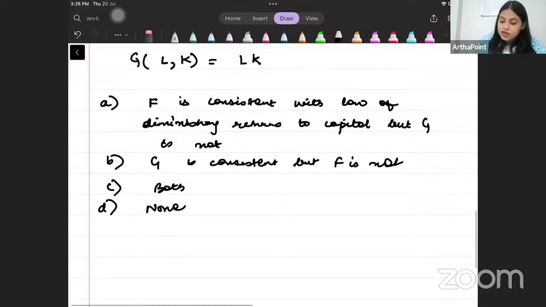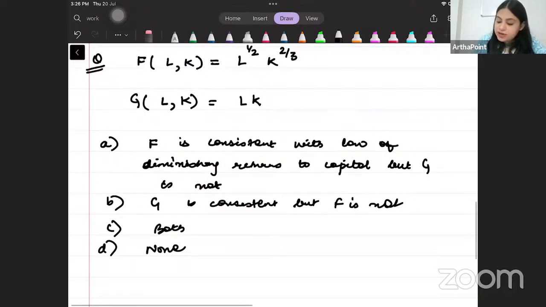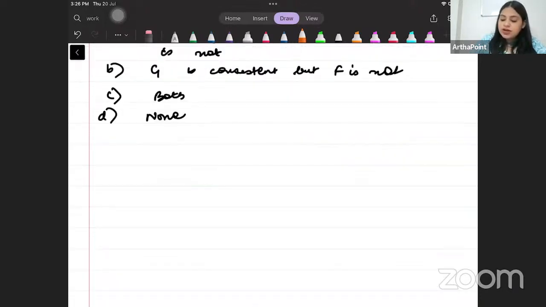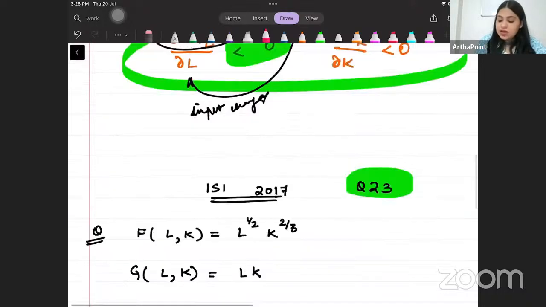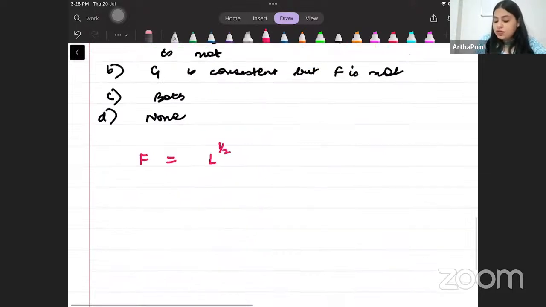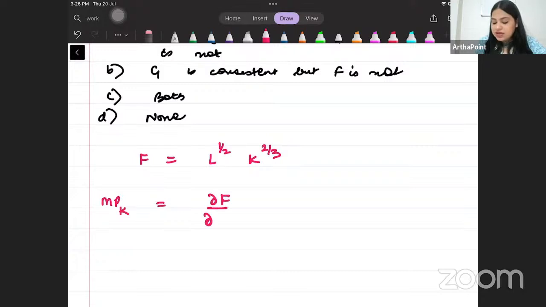So it says I need to check the diminishing returns to capital, which means first I must find the marginal product of capital. So my production function that I have here is given to me as L to the power half, K to the power 2 by 3. Find marginal product of capital, beta. क्या हो जाएगा? How output changes as capital changes. Differentiate this with respect to K.